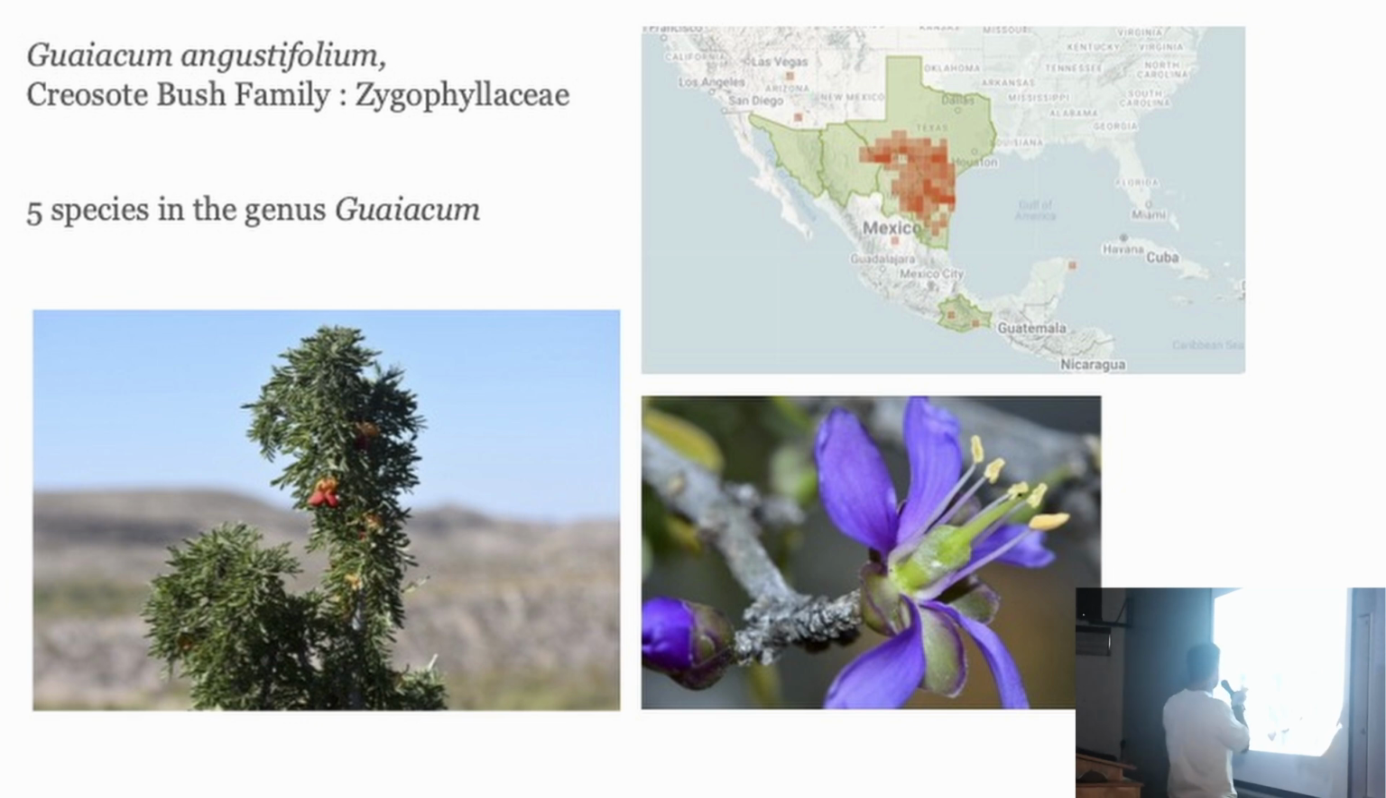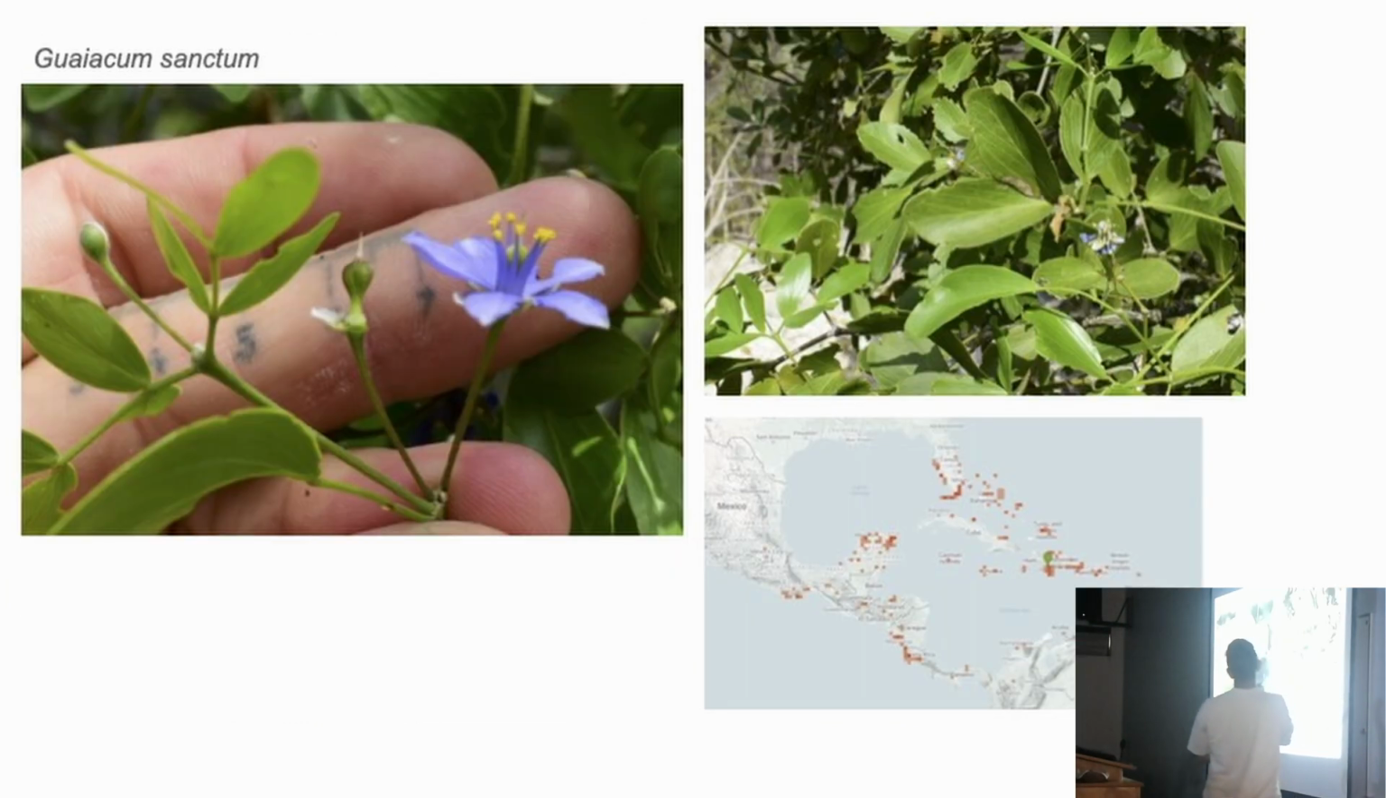So anyway, wonderful flowers here, 5 purple petals. You got the ovary in the center, 5 stamens. Here's Guaiacum sanctum from Dominican Republic.